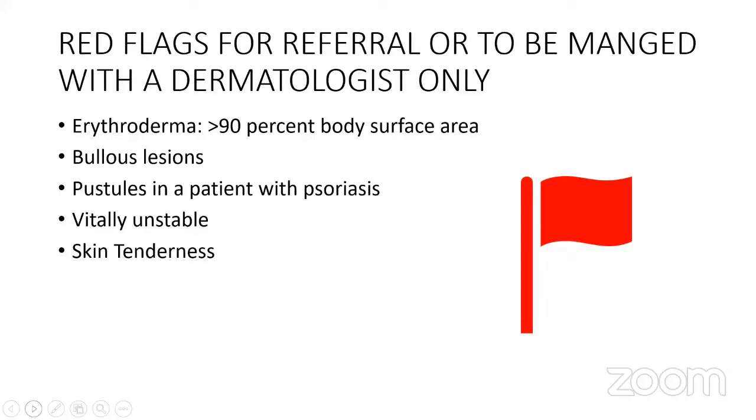Any vitally unstable patient, having tachycardia or hypotension, usually in the case of Stevens-Johnson syndrome or any bacterial infection, needs a referral to a dermatologist. And skin tenderness, again, is seen in Stevens-Johnson syndrome and TEN. These conditions need a referral. Please don't try to manage them in your small burn center. Please refer to a full-fledged hospital. Next.